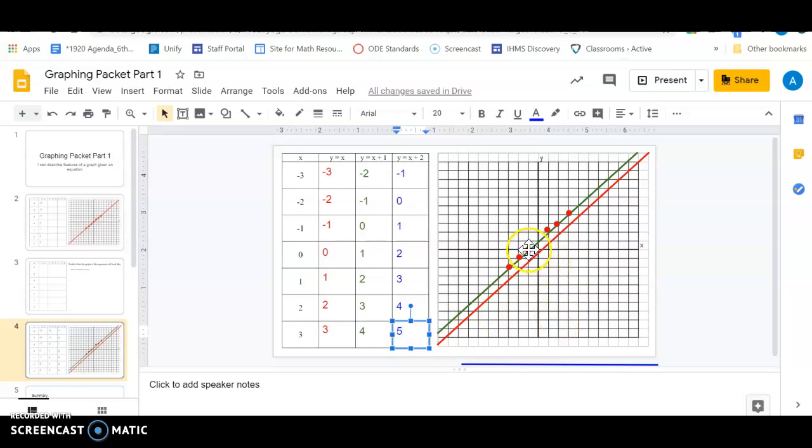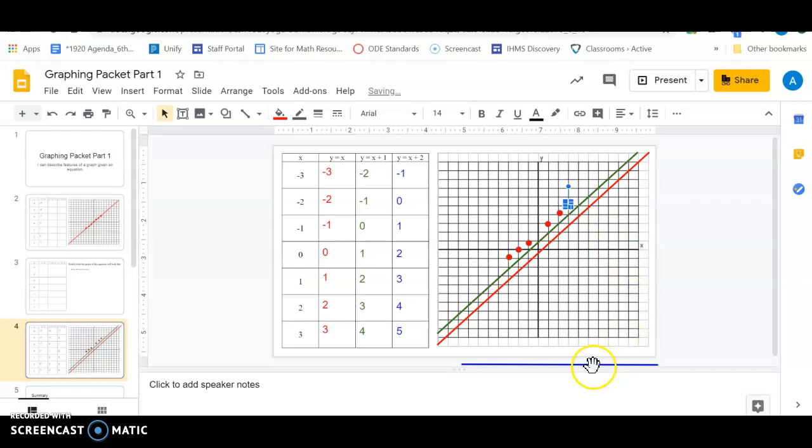So now I'm going to move my dots again, and I'm going to replot these. When I plugged in -3, I got -1. When I plugged in -2, I got 0. When I plugged in -1, I got 1. When I plugged in 0, I got 2. When I plugged in 1, I got 3. When I plugged in 2, I got 4. And when I plugged in 3, I got 5.